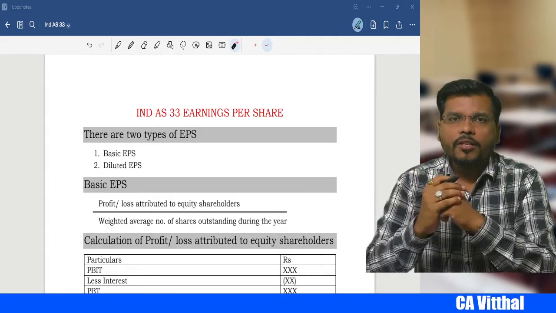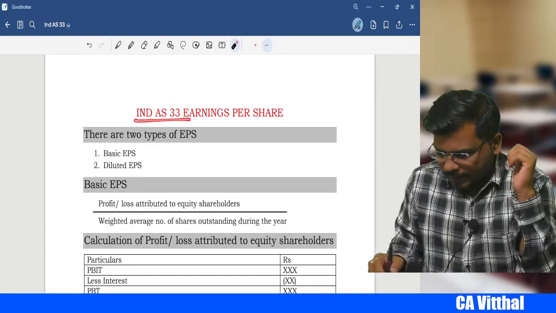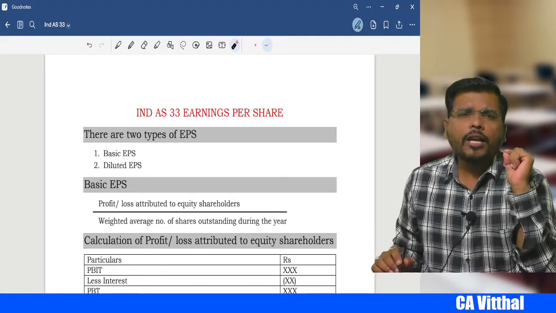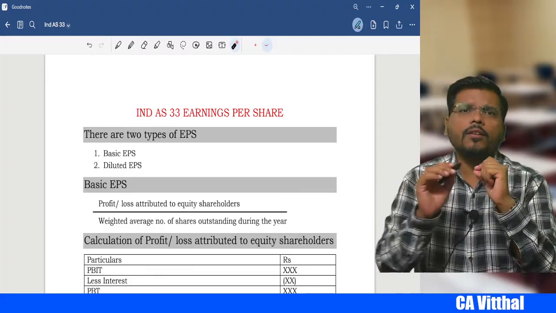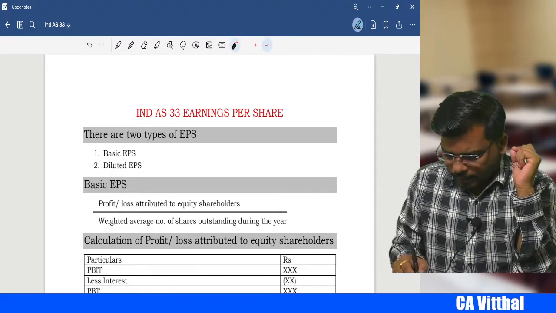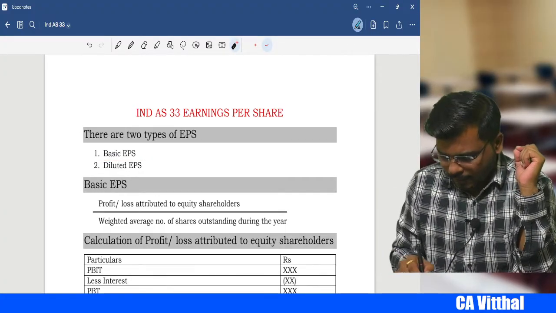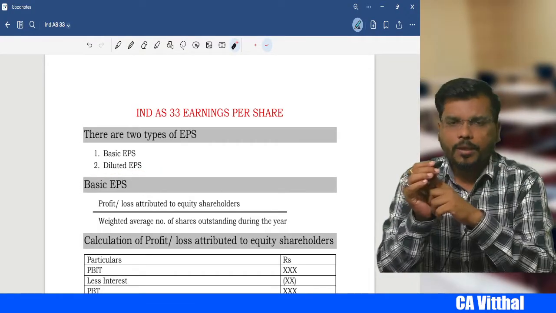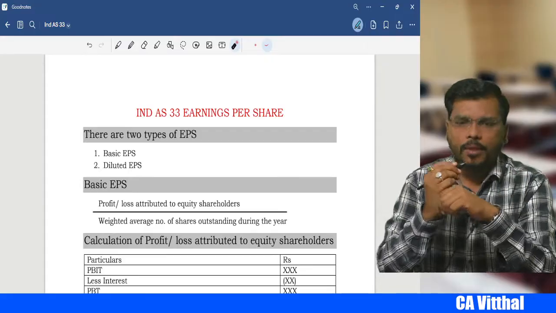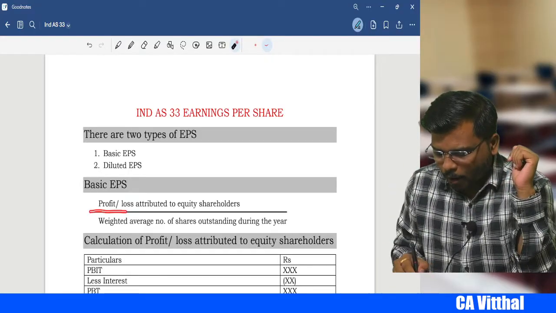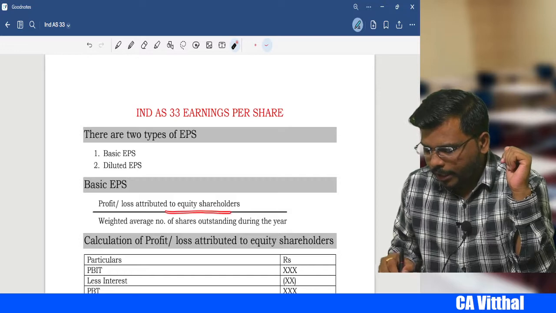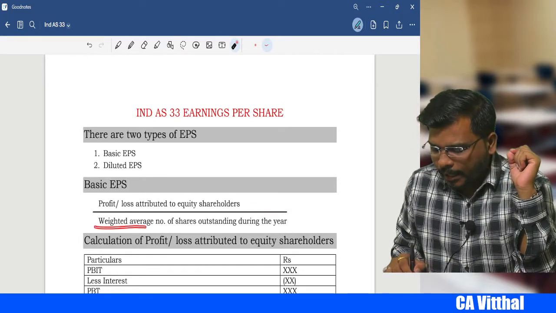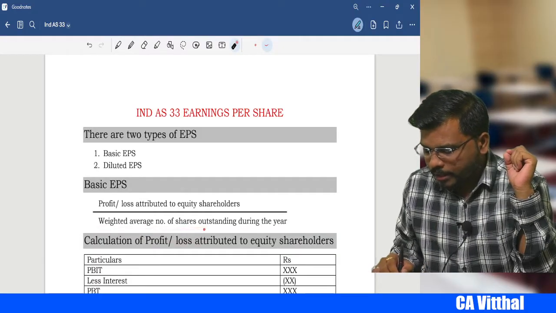Today we are going to revise Ind AS 33, that is earnings per share. There are two types of EPS which we need to calculate in this Ind AS, that is basic EPS and diluted EPS. Then how to calculate basic EPS? To calculate the basic EPS, we need net profit attributed to equity shareholders divided by weighted average number of shares outstanding during the year.